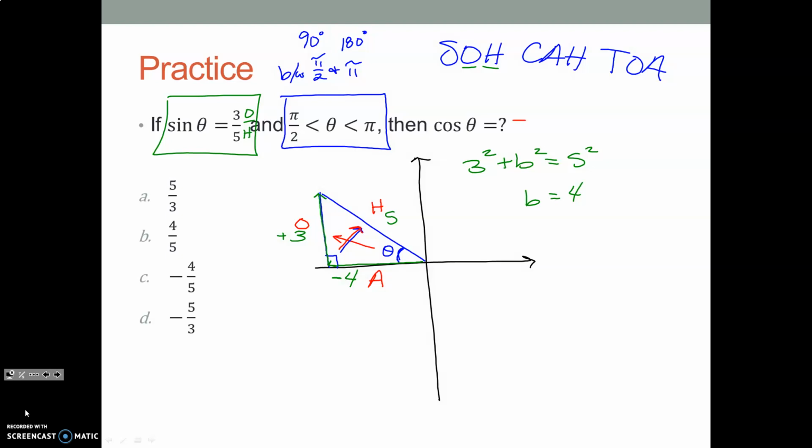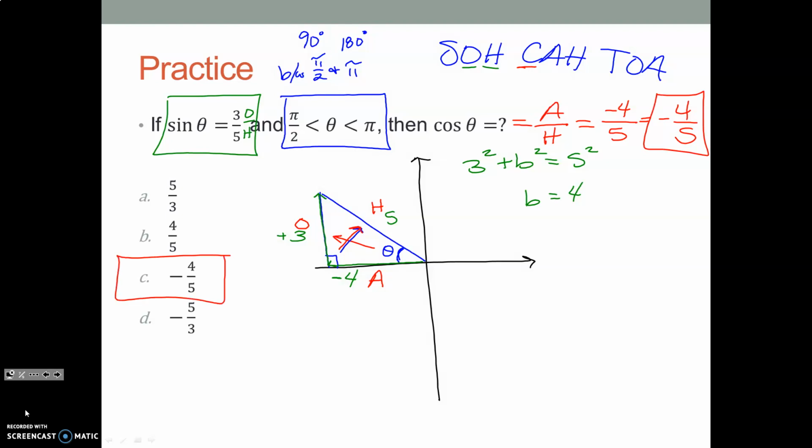Okay? So they want to know, what is cosine of theta? Well, cosine is adjacent over hypotenuse. My adjacent side is negative 4. My hypotenuse is 5. So negative 4/5 would be my answer, and that is why C is correct and not B. If you got B, all you did was forget about your negative.